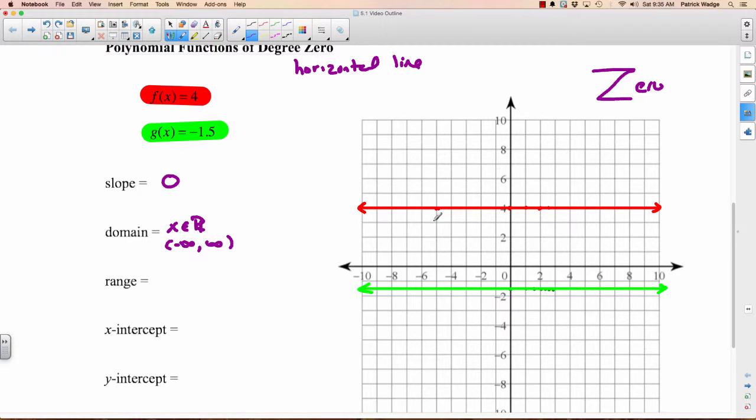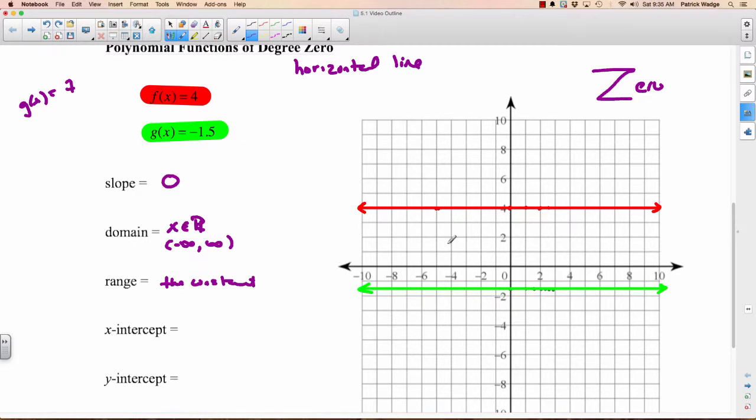What's the range? Well, let's take a look at this red one first. What's the range of that line? What's the only y value that there is? Just 4. What's the range of the green one? What's the only y value there is of all these points? Negative 1.5. Oh, so it looks like the range is always equal to the constant, right? If it was g of x equals 7, the constant is 7, so the range would also be y equals 7. Hope that makes sense.